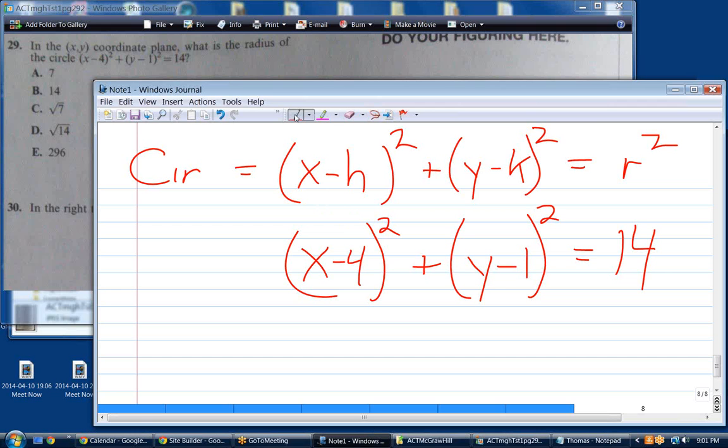But they didn't ask for the center in this question. We didn't even need to know that. They want to know the radius. The radius would be the square root of 14. There you go. That's really all you need to know about circles. You need to know the general formula, and you need to know what h, k, and r mean.